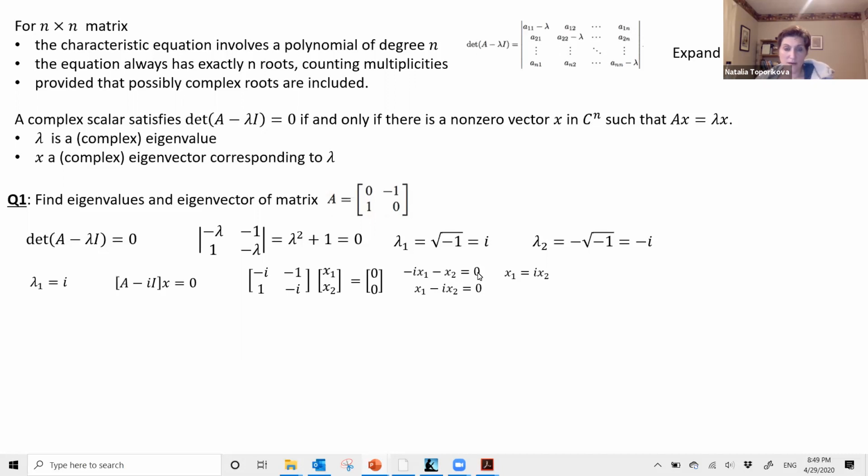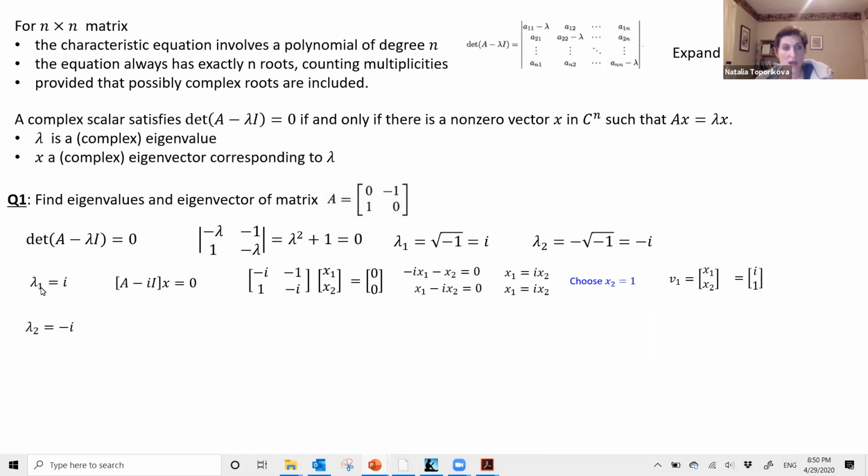So for example, here, the first one, when we simplify it, gives us x1 is equal to i x2, and the second one will give us exactly the same equation. So we still have a free variable x2, which we are free to choose to make an easier or pleasantly looking eigenvector. So I'll choose x2 equal to 1 here to get the eigenvector. I'll call it v1, which will be just the first component I, and the second one will be 1. Okay, that was the first eigenvector.